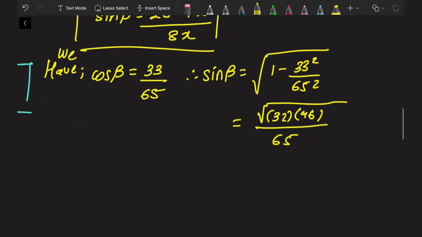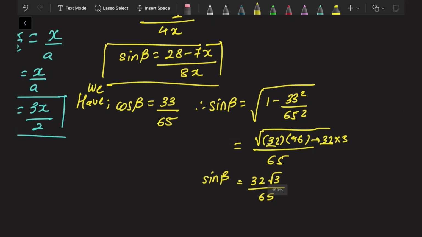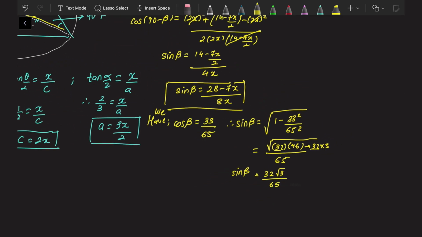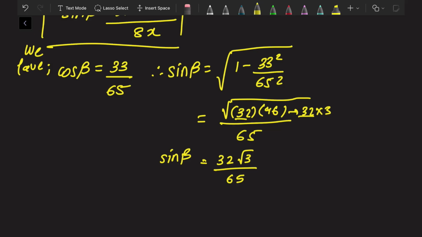Okay, now it's simple that 96 is what, is it 32 into 3? Yes, yes, no, wait, am I making some mistake? No, it's correct. So 96 is 32 into 3. So we have 32, 32 and 3. So it simply turns out to be 32 square root of 3 divided by 65. This is the value of sine beta. Is this something wrong because we are having a square root? That's not suiting. Wait. Oh, wait, it's not 96. Yes, I found the mistake over here.